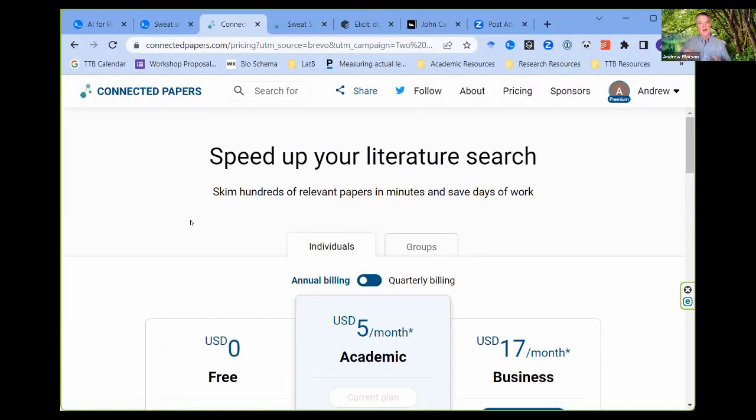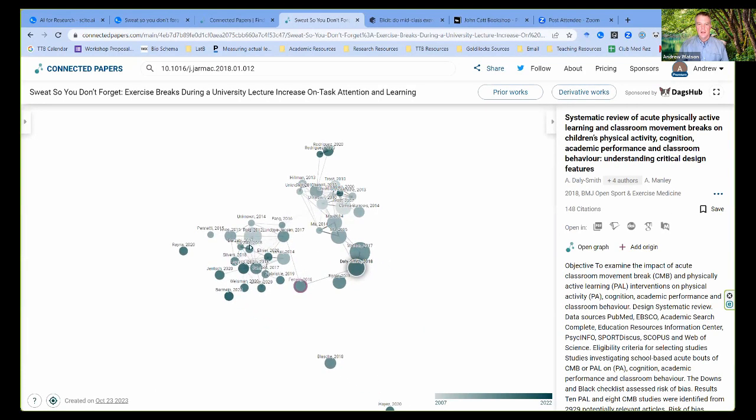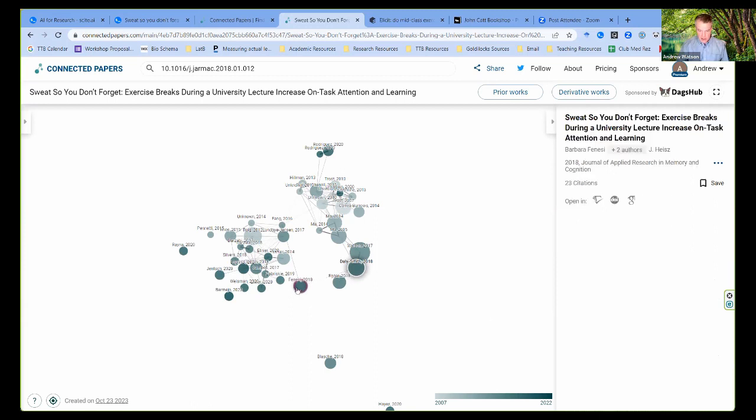flips the strategy around. Instead of looking for who cites the Fennessy study, what it does is it looks at all of the studies that Barbara Fennessy herself cites, and then it looks for everybody else who cites those same studies, and it creates this really cool spider web diagram to show you how all of these studies connect and interact with each other. So you can see we've got this spider web diagram showing it's really an enormous amount of information. So here's the Fennessy study.